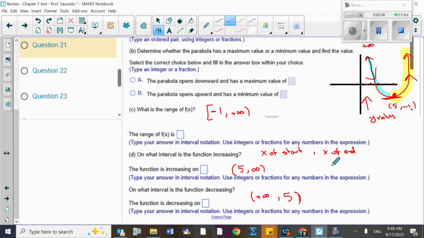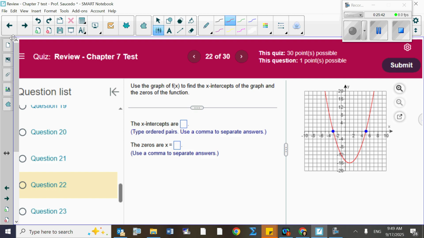So this is your decreasing interval. Okay, next question. A graph is given. The x-intercepts are these 2 points. Because it's asking us to write as ordered pair, one of them will be -3 and 0. X is -3, y is 0. The other one will be 5 and 0.